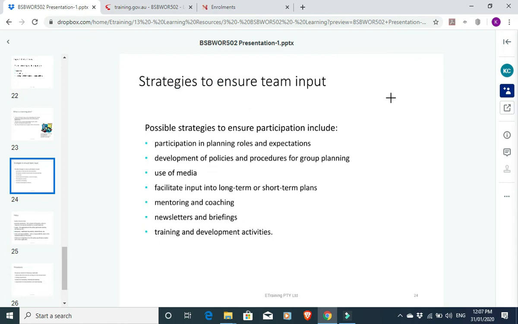So what are the strategies to ensure team input? Sharing information, sharing strategies, planning. You need team meetings where you plan roles, expectations, develop policies, use of media, and facilitate long-term or short-term plans. Have workshops as a team, and have mentoring. Each person might get a coach, with individual coaches for each person and a time limit, and we decide which areas they want to be coached in, which areas they want to be mentored in. Does the time limit align with the time limit for the goals? And bring in newsletters, briefings, and different speakers and experts that might shape development. This can be done through personal development.